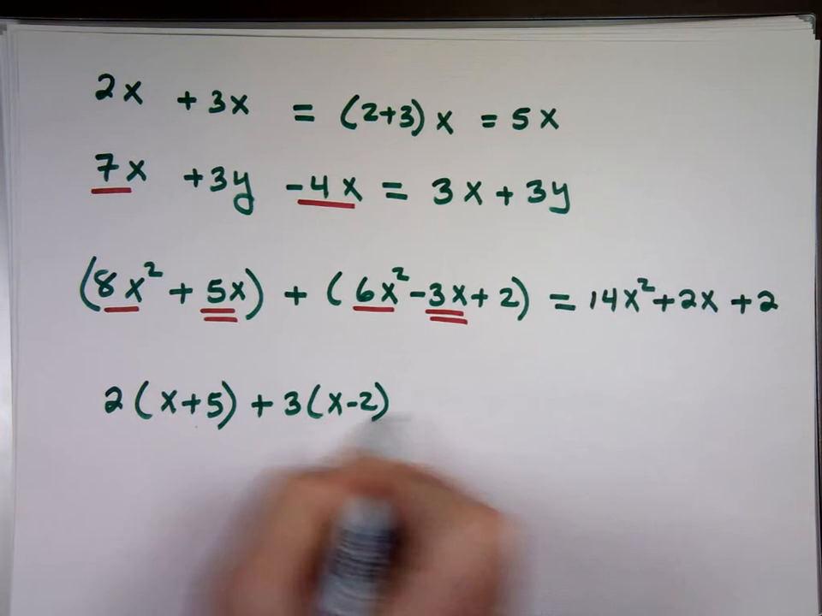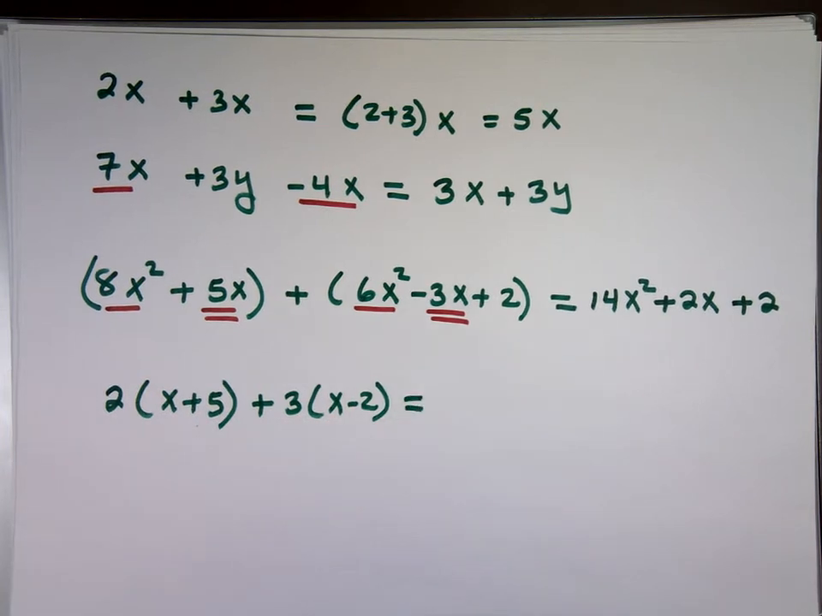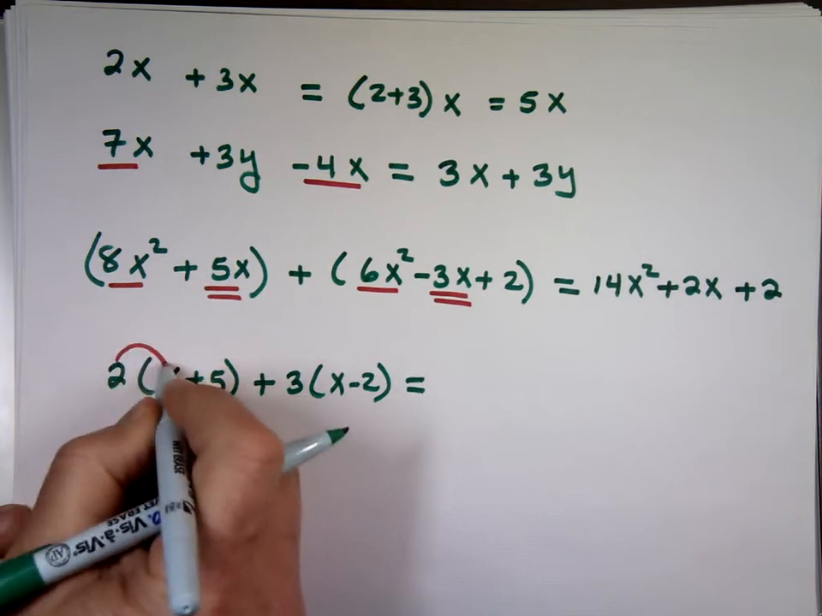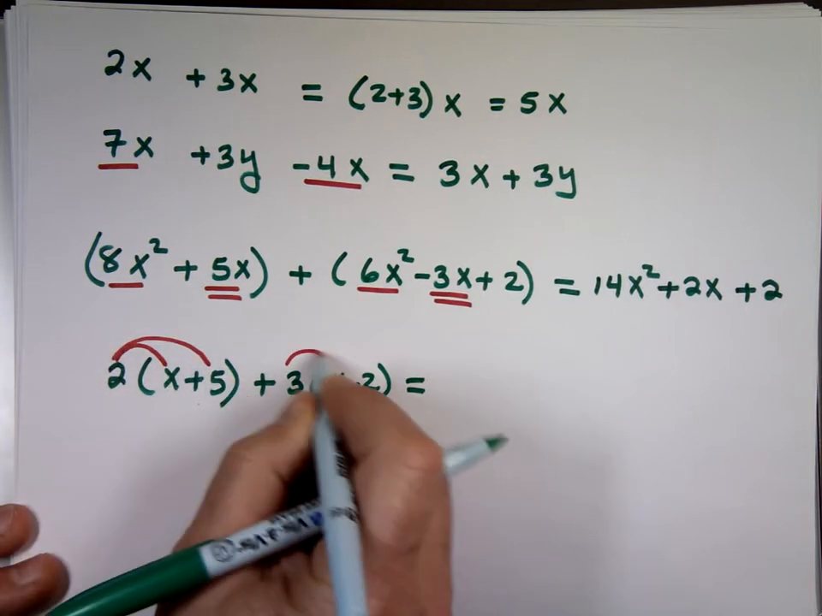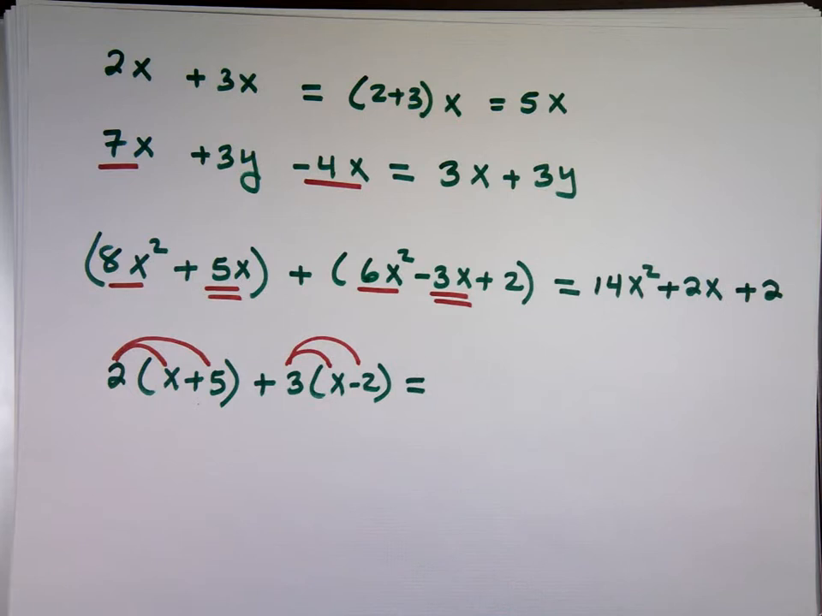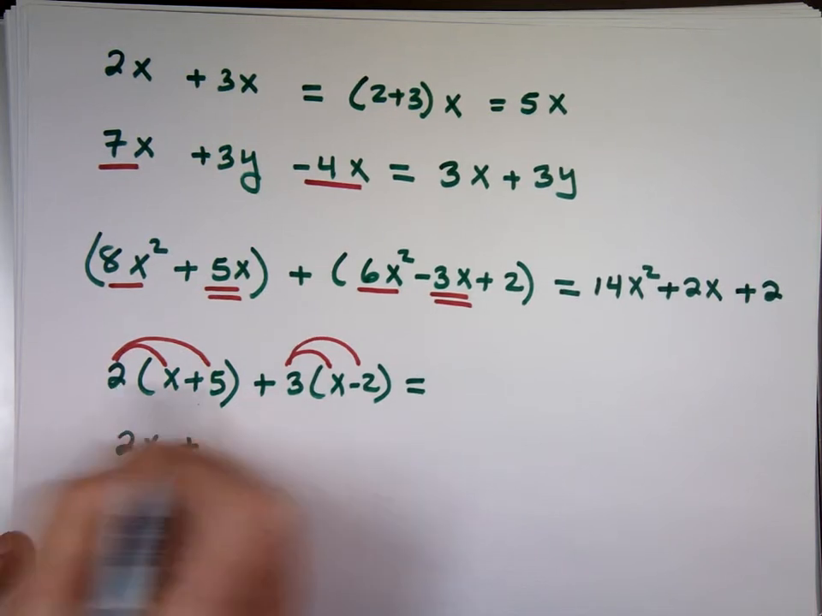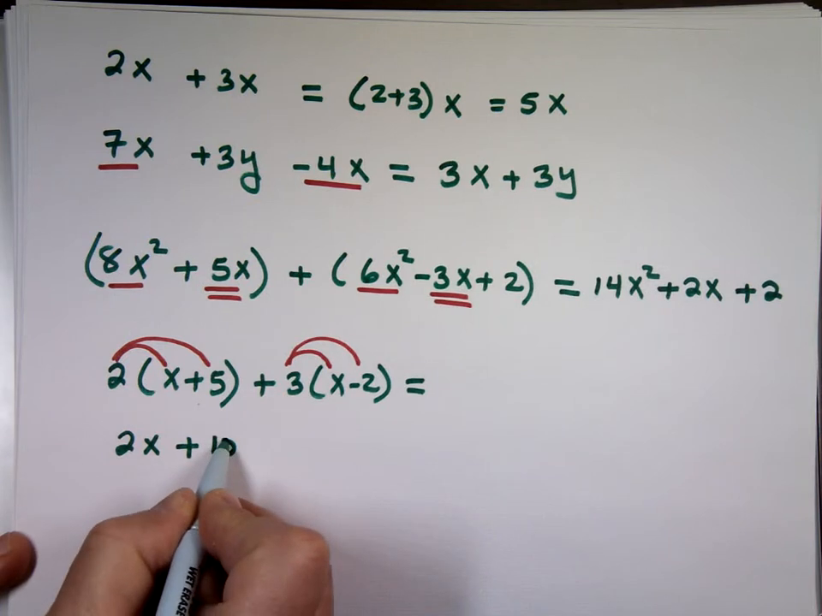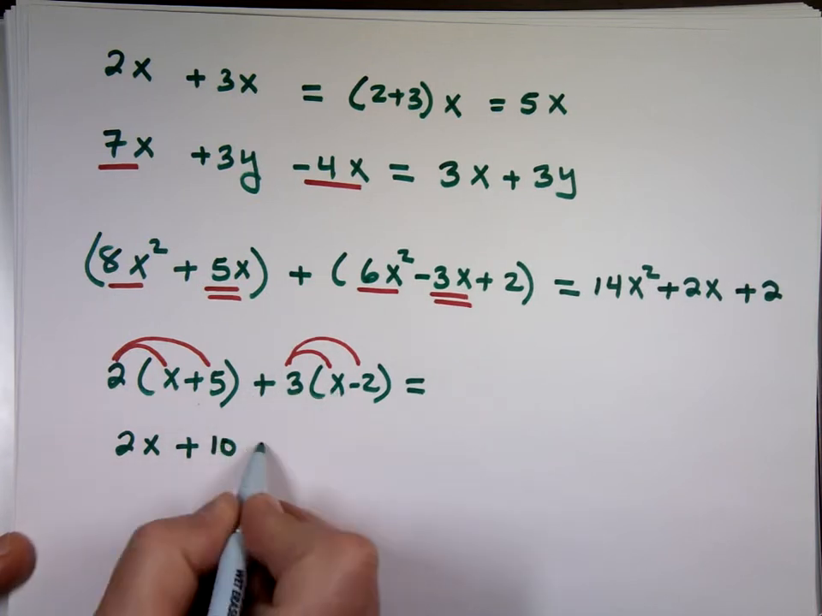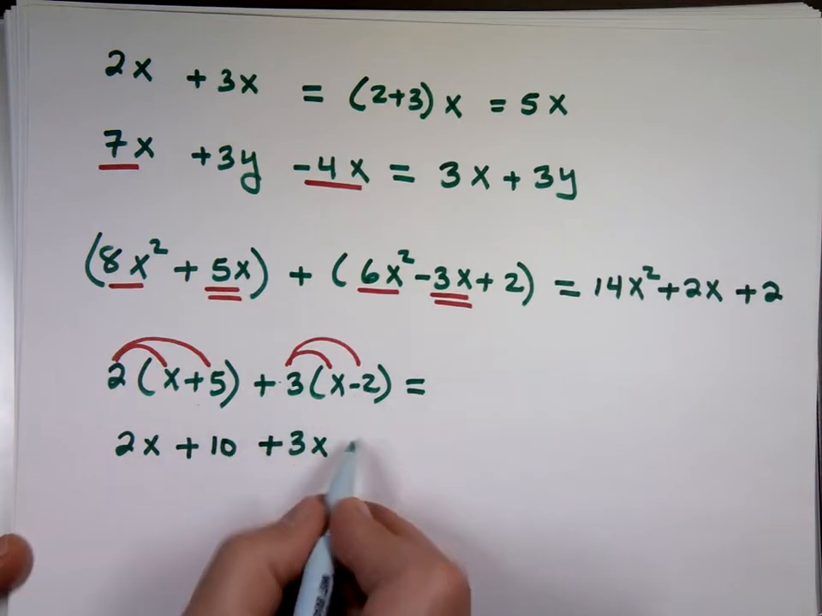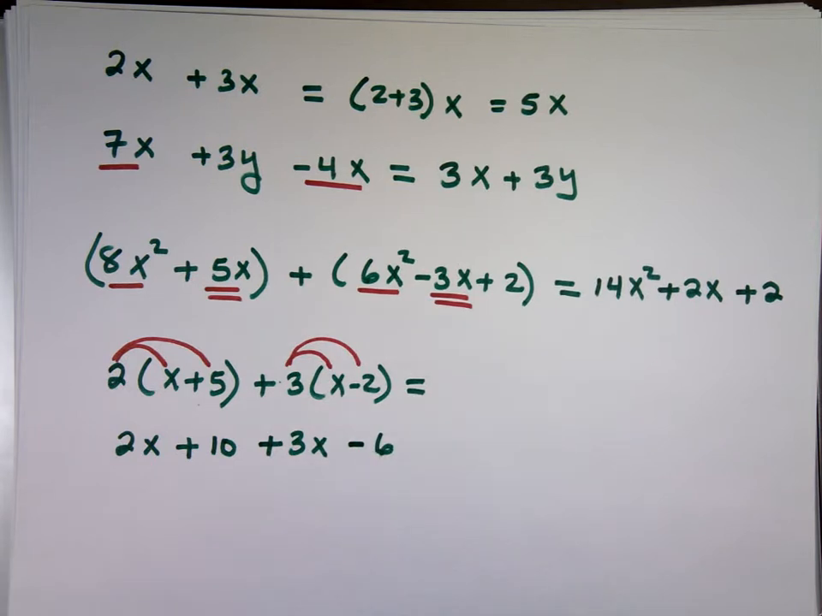Well, if we give you this one. From a couple of sections ago, we learned about the distributive property. You can multiply this through. And you can multiply this through. So this becomes 2 times x, 2x, plus 2 times 5, 10. Let's take the plus 3. What's plus 3 times x? 3x. What's plus 3 times a negative 2? Negative 6.